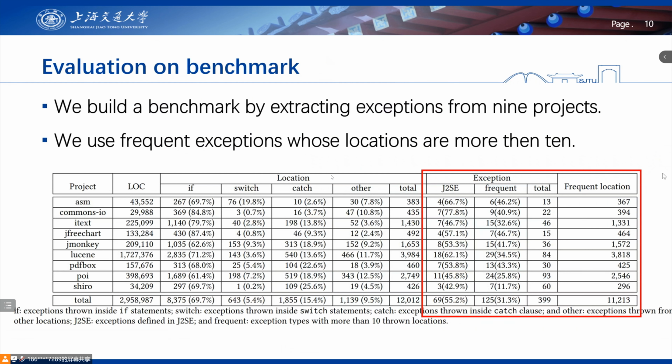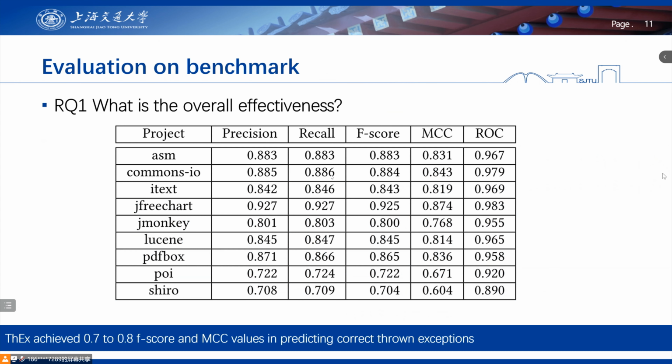To evaluate its accuracy, we built a large benchmark. The benchmark contains more than 10,000 instances of slowing exceptions. These exceptions were extracted from non-open source projects. As shown in RQ1, our tool achieves reasonably high F-score values on all the projects. Our data are imbalanced. We introduce MCC since it is a measure for imbalanced data. Our tool achieves high values also on this measure.